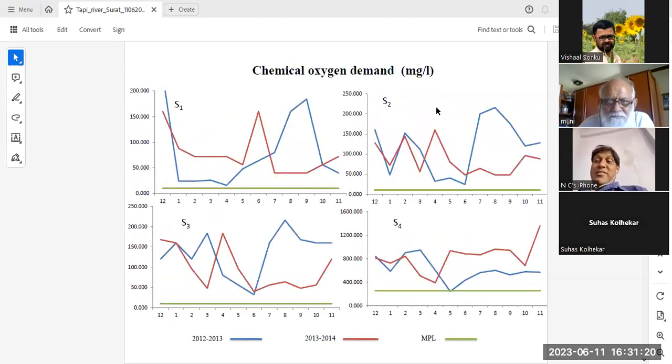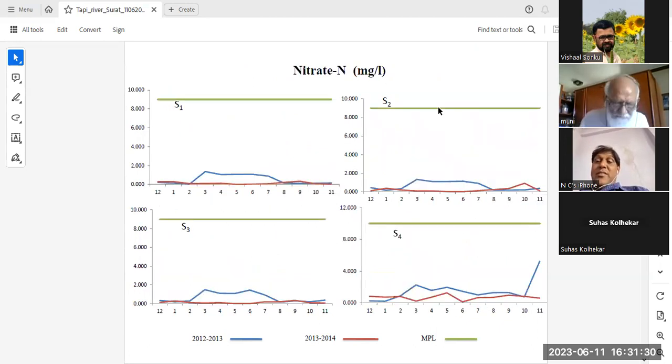COD. This is the chemical oxygen demand. This is also more than the optimum level. Next, please. Nitrate. There is very little nitrate, which means nitrogenous components are very low, which are required for floral growth. Next, please.